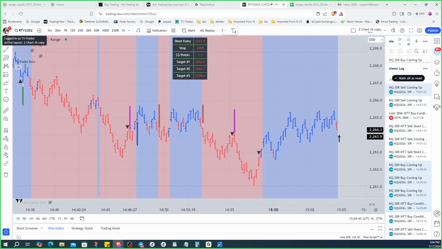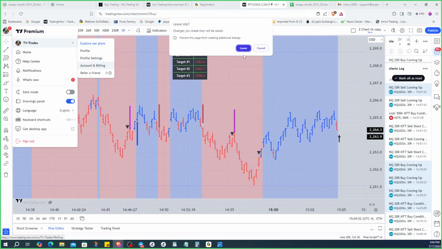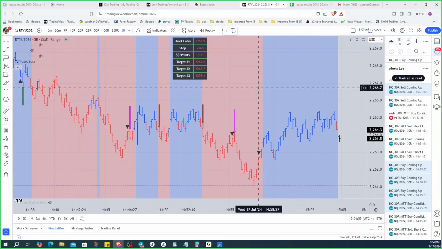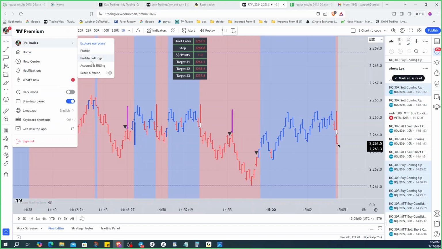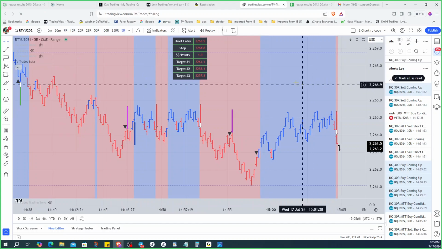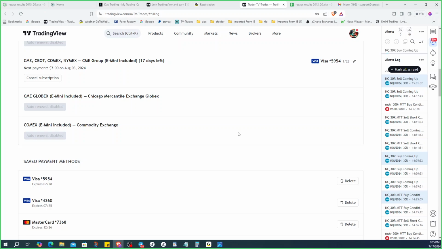But anyway, to get the data, go over here to whatever it is. For me, it's TV Trades. Then go to Account and Billing. Let me save this first. I do this every time. I save that. Go here, go to Accounts and Billing. And in here, if you're going to trade futures, like this, then go to Accounts and Billing.